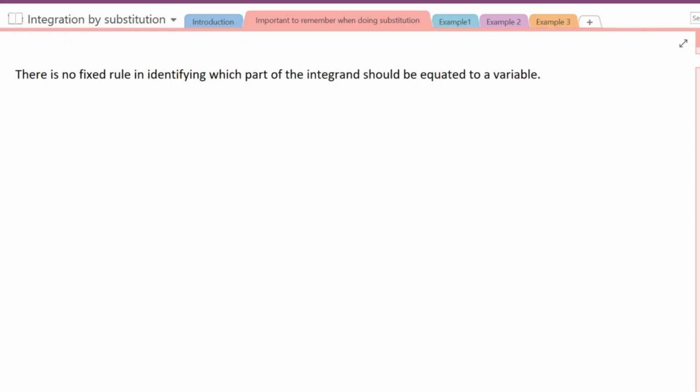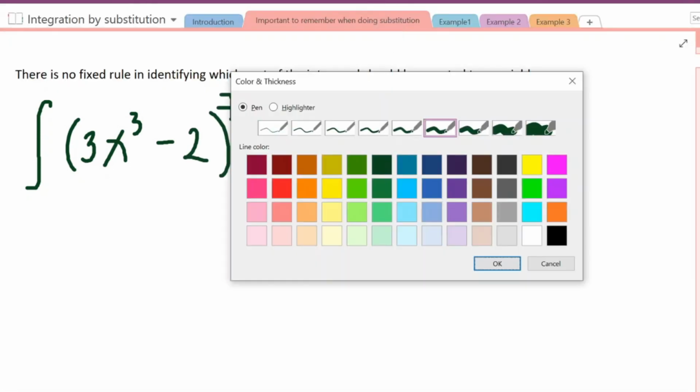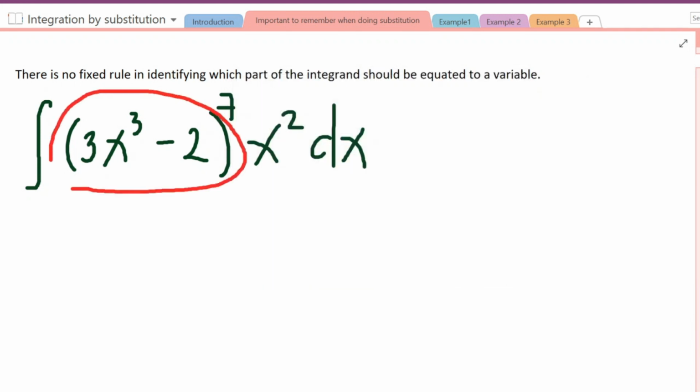So you might want to ask me, how did I know that in the integral we just integrated a while back, the part of the integral that I'm going to let as the value of u is this part and not the other part? Well, to answer your question, integration by substitution is actually more of a trial and error process, and I chose this value 3x cubed minus 2 because it makes the integration process simpler and possible, and also it gives us a simpler and more elegant answer.